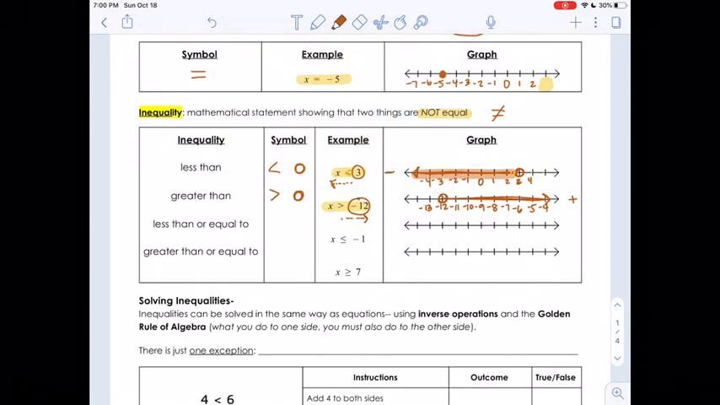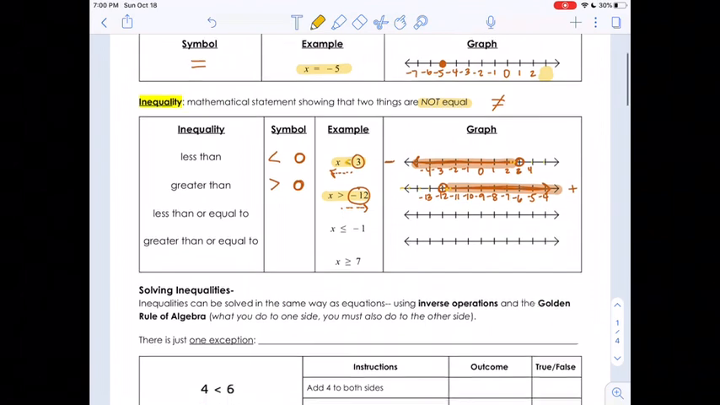And anything in this area, anything greater than negative 12 is a solution to this inequality, but not negative 12 itself. So negative 11.5, negative 11.99999 will work, but negative 12 is not part of the solution set here. And then obviously anything left of negative 12 is not a solution as well.